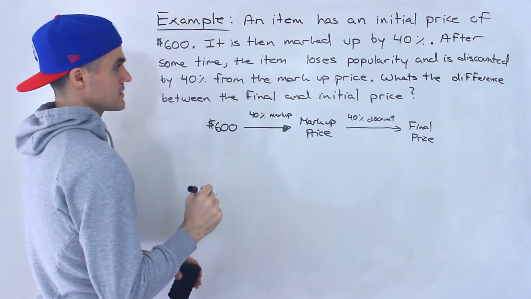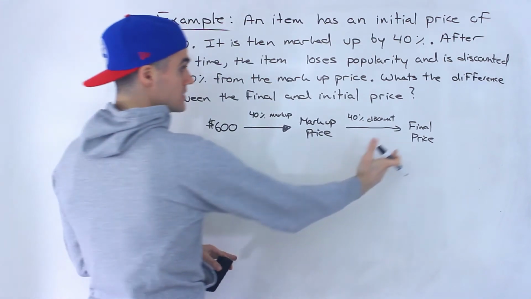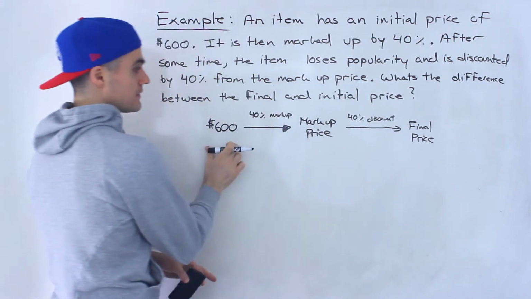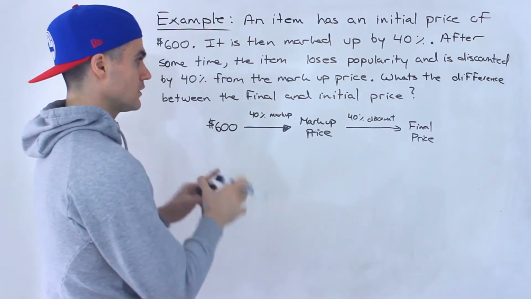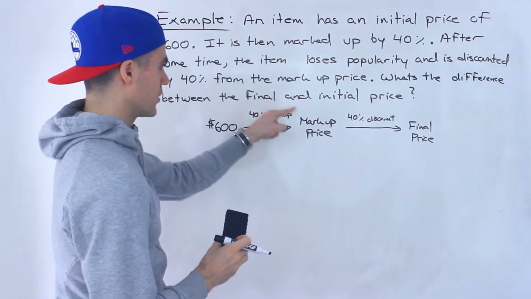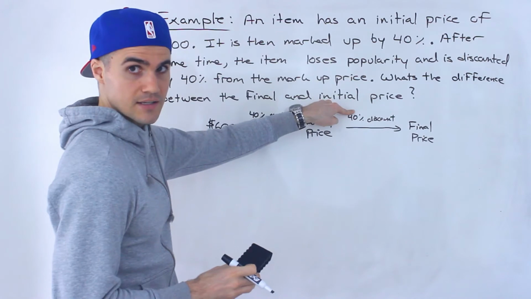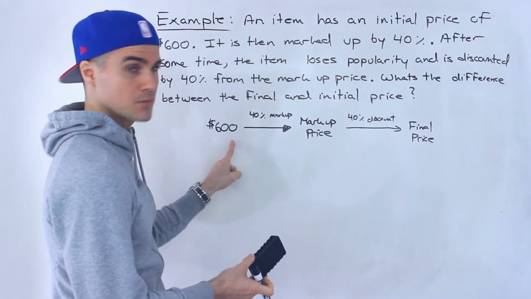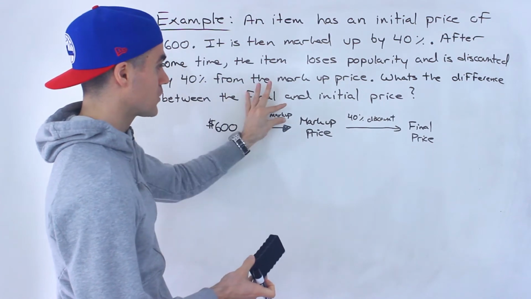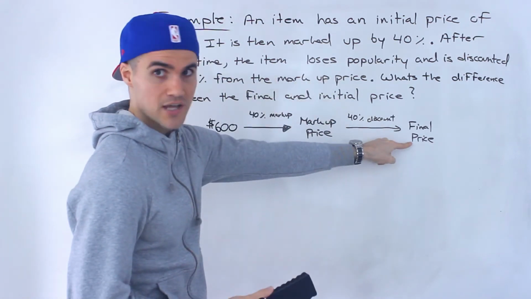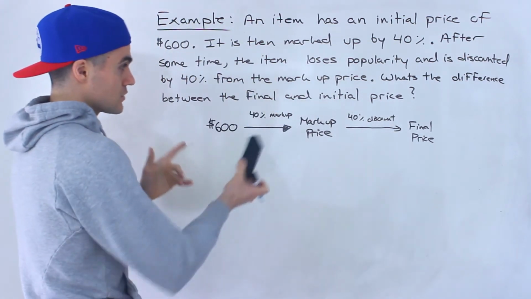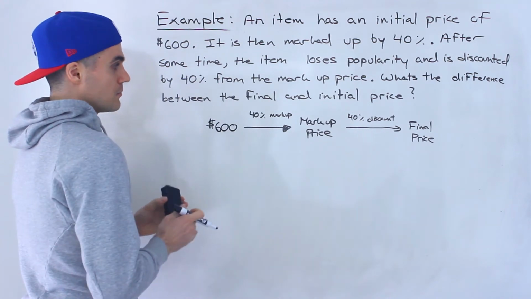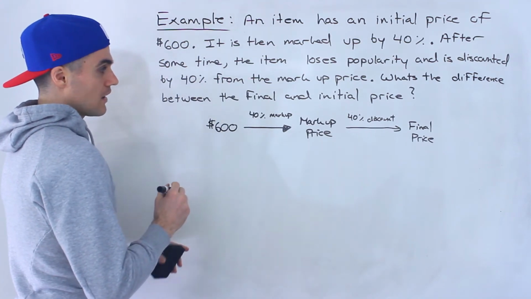Right, so what they're asking for, what's the difference between the final price, this, and the initial price? And looking at this, you would think, okay, it's been marked up by 40%, and then it gets discounted by 40%, so is this a trick question? Wouldn't it just end up being $600 again, right? 40% then goes down by 40%, so it should be 600, so the difference would be 0. But that is not how it works.